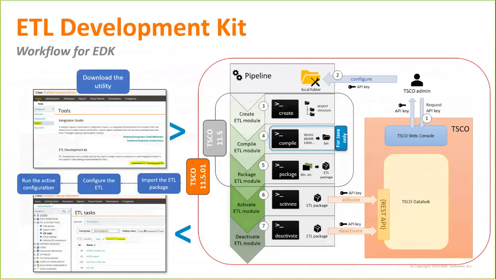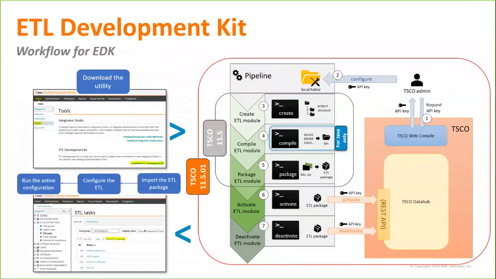How does it work? Which workflow can be leveraged by using the ETL Development Kit in TrueSight Capacity Optimization? First, you will need to download the utility from the UI. In the Home tab within the TrueSight Capacity Optimization console, under Tools, you will find a new entry that allows you to download the utility. Once you do that, you can start creating your project, and then you will also be able to compile your project, for Java only, and create your project package.